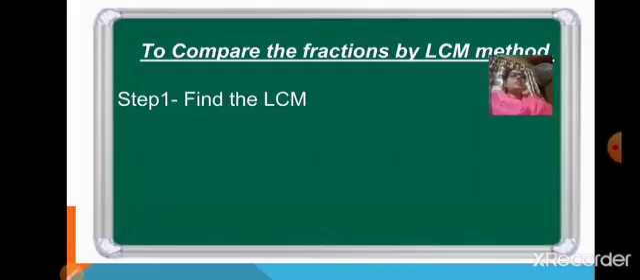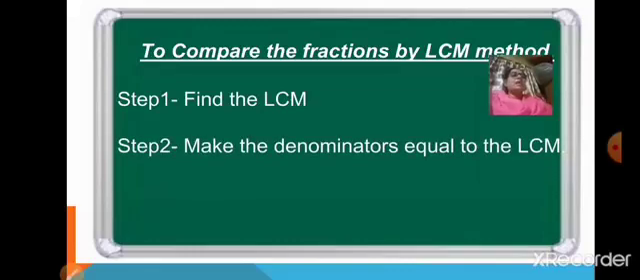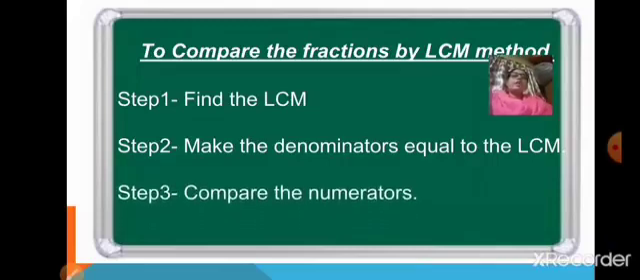To compare fractions by the LCM method, you have to follow 3 steps. The first step is to find the LCM of the denominators. The second step is to make the denominators equal to the LCM. And the third and final step is to compare the numerators, that is, compare the fractions.